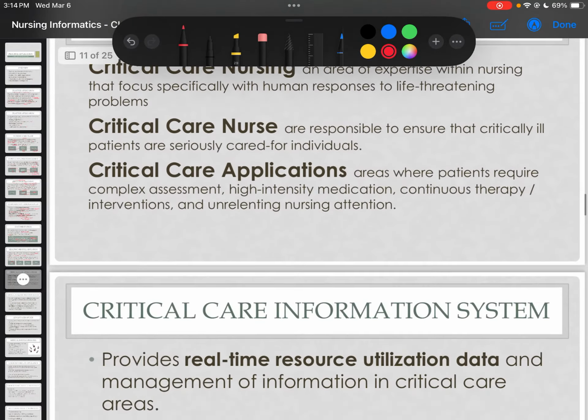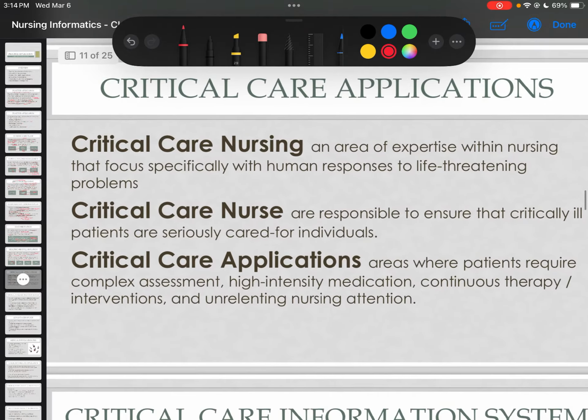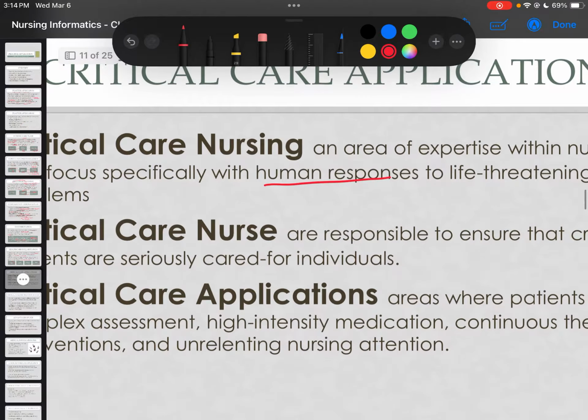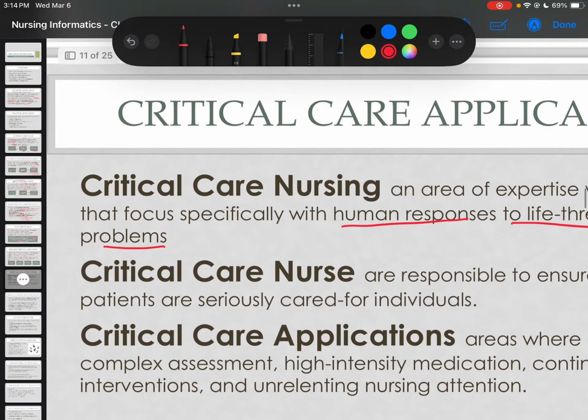So next is our critical care applications. Now, critical care nursing is an area of expertise within nursing that focuses specifically on human responses to life-threatening problems. Class, kini mga critical care applications, mao ni siya ang nasa ICU. Supposedly, ako mag-discuss unta ko atong mga hemodynamic monitors, mga monitoring systems, so on and so forth.